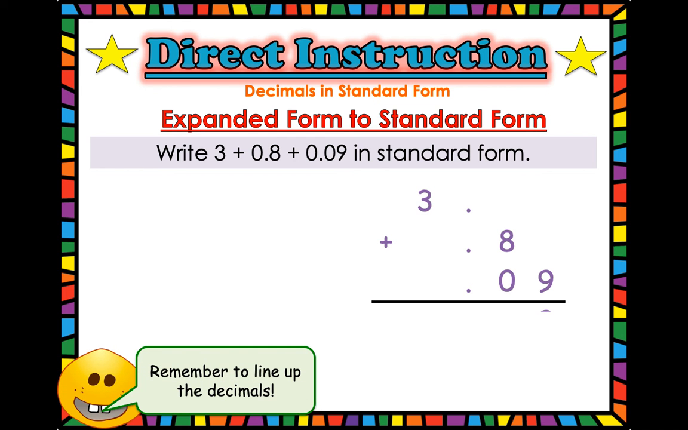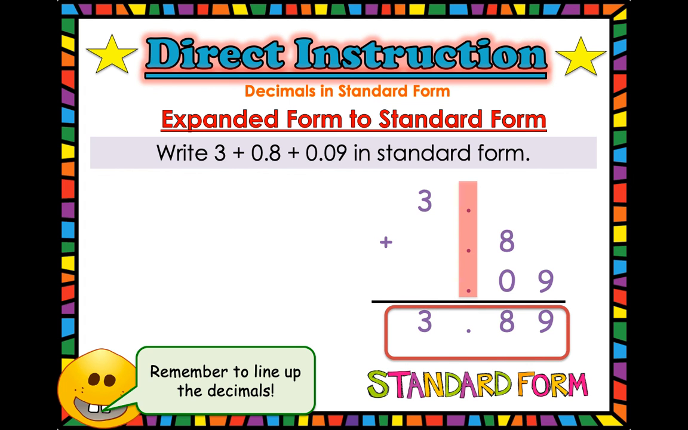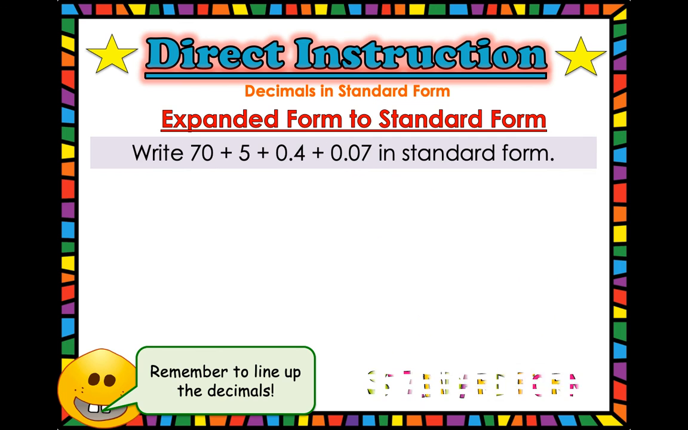We add 0 plus 9 is 9. 8 plus 0 is 8, right? Bring the decimal right down, and we've got 3. So that's 3 and 89 hundredths in standard form.